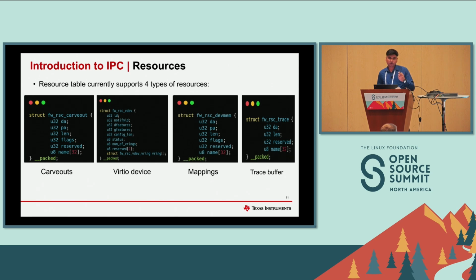And 2 V-rings, because one will be used for TX, the other will be used for RX. And we have a V-ring structure which would have more details like this: what is the physical address, what is the device address, and the length of the V-rings. And then it has also the mapping type of resources.